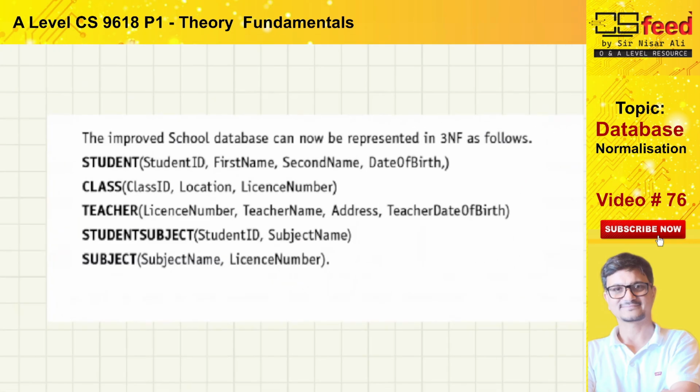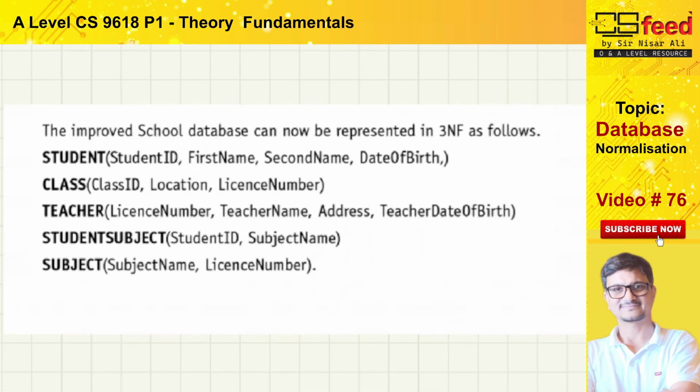All right. So now if you see this, the improved school database can now be represented in the 3NF. Now the student table: student ID, first name, second name, date of birth, class ID, location, license number. Teacher: license number, teacher name, address, teacher date of birth. Student subject: student ID, subject name, and license number.